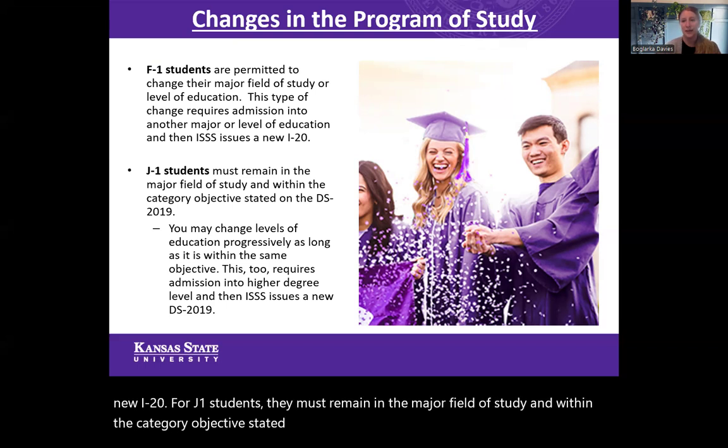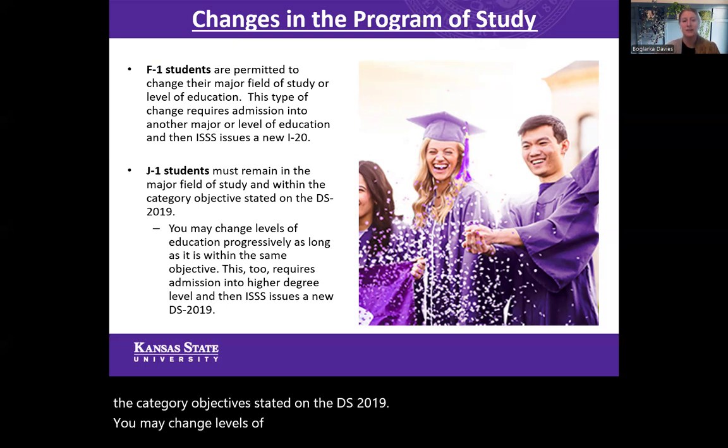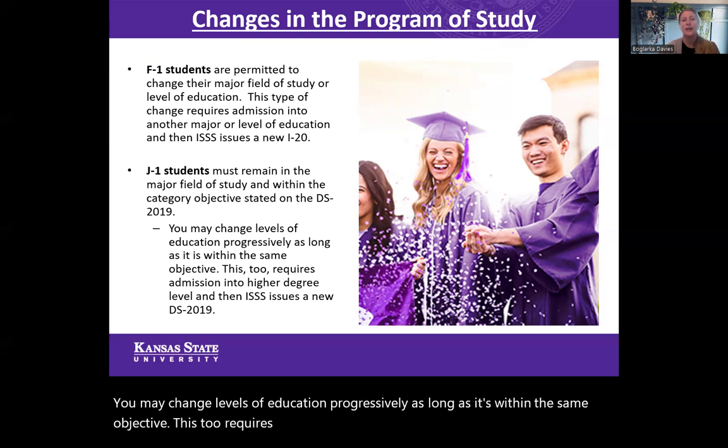on the DS 2019. You may change levels of education progressively as long as it's within the same objective. This too requires admission into a higher degree level, and then ISSS will issue you a new DS 2019.